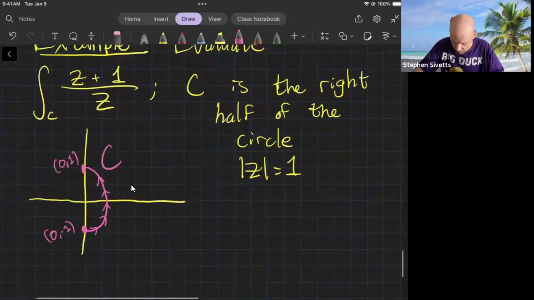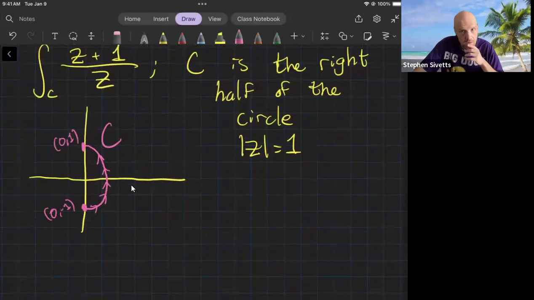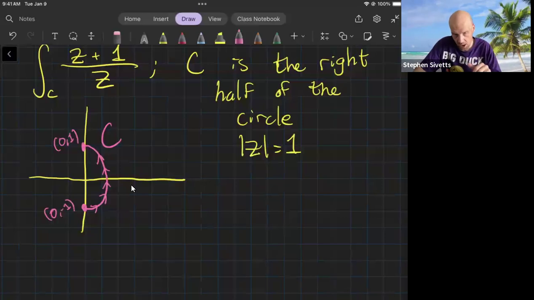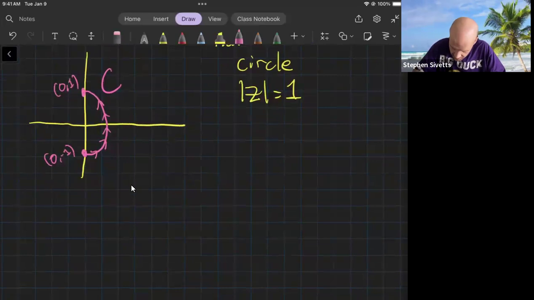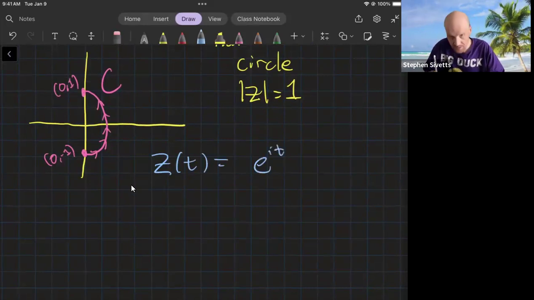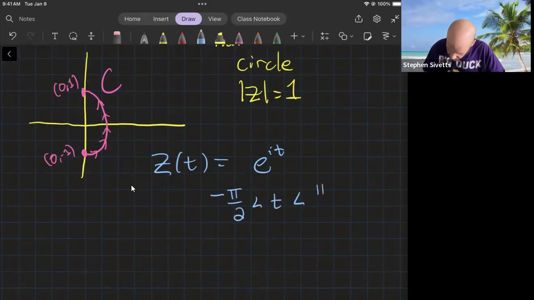So that's the contour they're referring to here. What we need to do is figure out how to parameterize this contour. But that's easy, right? It's where z of t equals e to the it. That's how you would define the unit circle. But t is going to be varied between -π/2 and π/2.